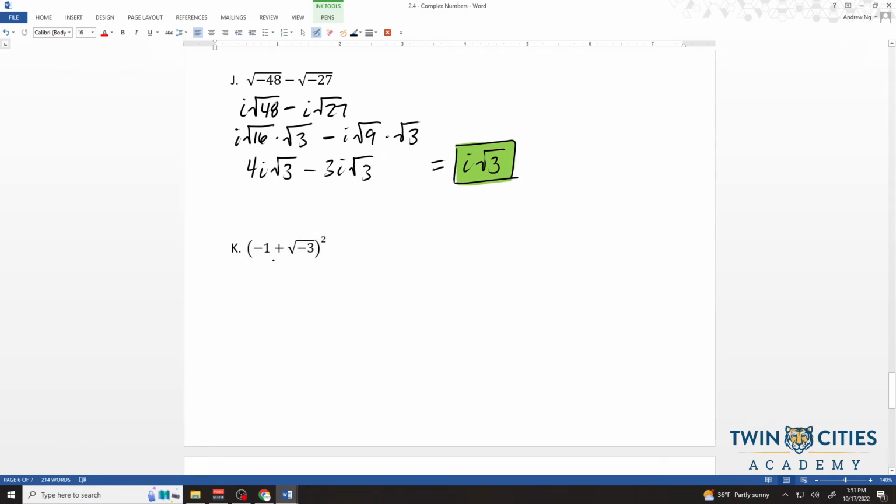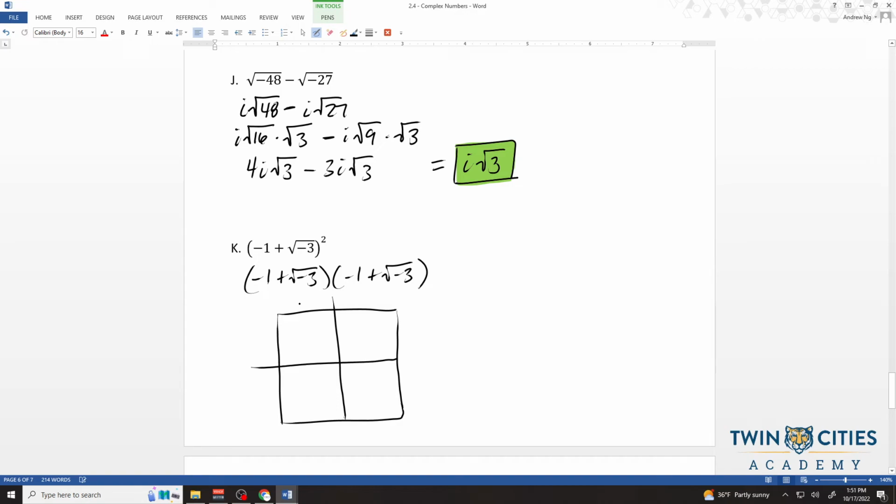Okay, what about this? Negative 1 plus the square root of negative 3, this whole thing squared. Okay, so this is really saying negative 1 plus the square root of negative 3 times itself, so another negative 1 plus the square root of negative 3. Let's see what this gives us. I'm going to make a box here. Negative 1 plus the square root of negative 3, and negative 1 plus the square root of negative 3.